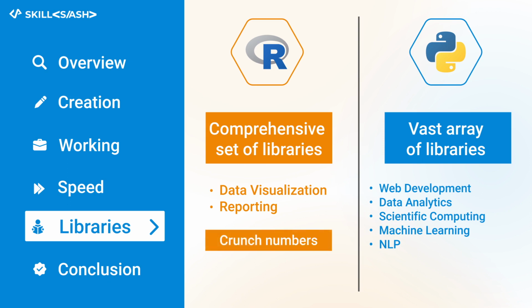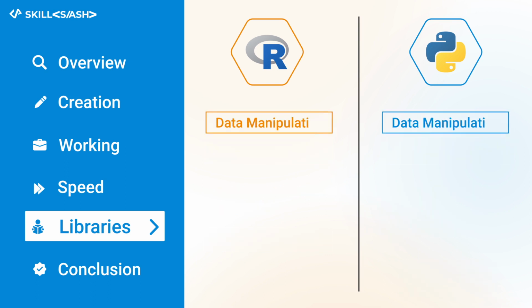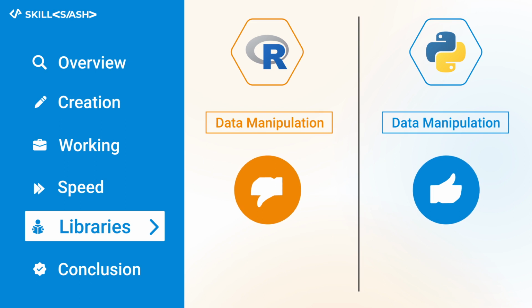On the other hand, Python's libraries are generic in nature and thus can cater to a much wider range of programming needs. The broader scope of Python's library packages makes it an acceptable choice for application development as well. When it comes to data manipulation, Python is a clear winner. Compared to the clunky language used in R, the syntax of Python is simple and easy to understand.